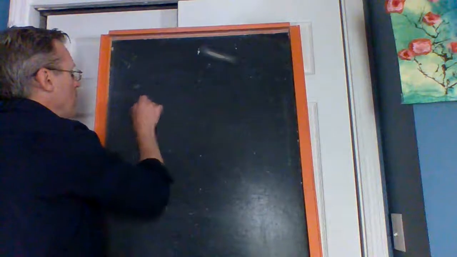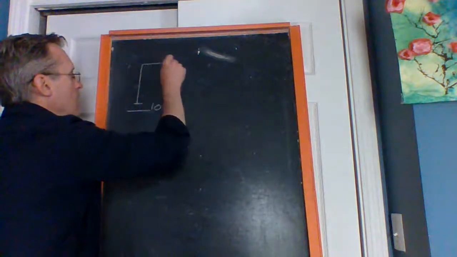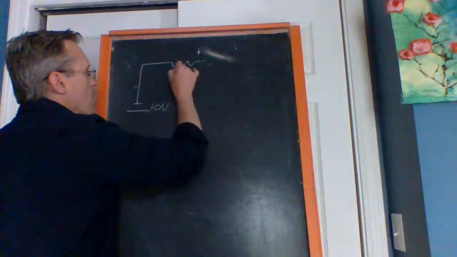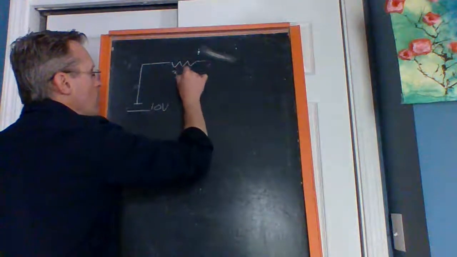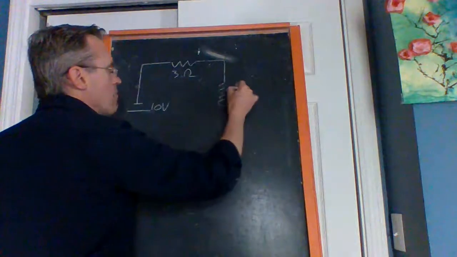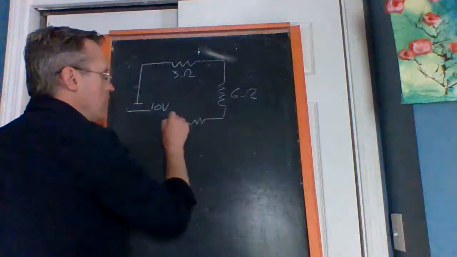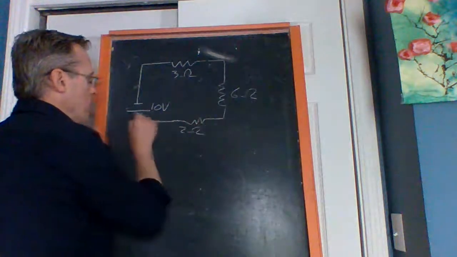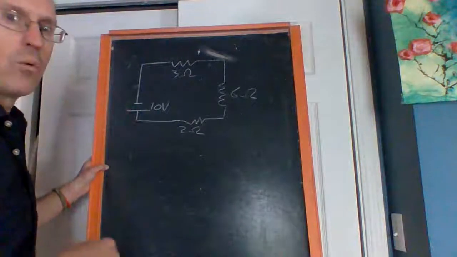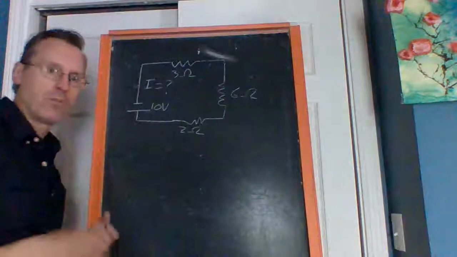So let's say, I'm just going to think of numbers off the top of my head. I have a 10 volt power source, and then I have a 3 ohm resistor, and then a 6 ohm resistor, and then a 2 ohm resistor, and that's the circuit. What I want to know is how much current is going through that circuit.